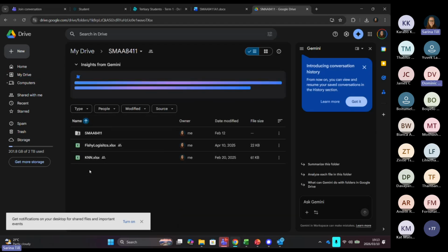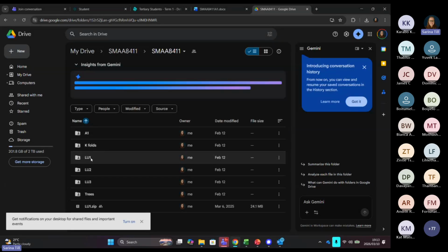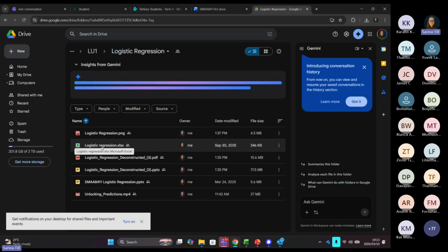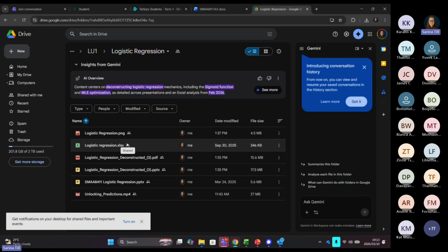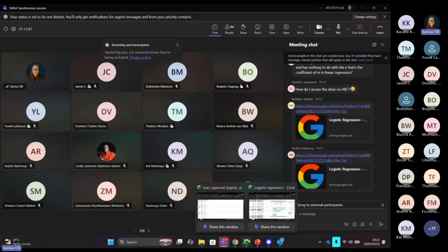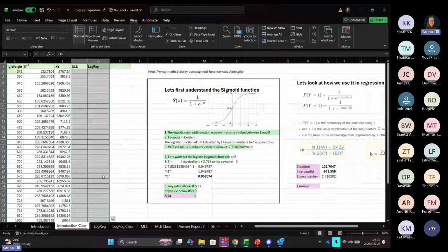Yes, it's this one. And then if you open SMAA 8411, if you go into Learning Unit 1, you will see Logistic Regression. And here is the spreadsheet that I am working with. I actually have to upload 2 more there. I've done a bit of stuff. But here is the spreadsheet I am working with. Can you all find it? Oh, you shared the link. Okay, everybody got that? If there is data in here, because I forgot to delete it from the last class, just delete these 2 columns of data.